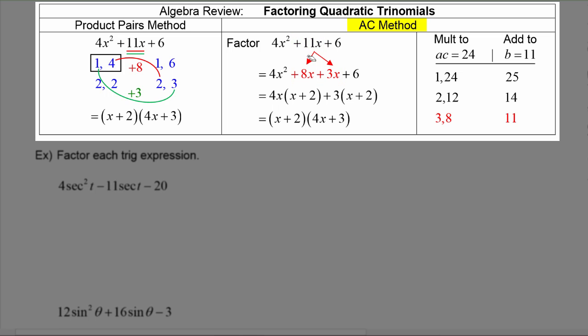And then you factor 2 by 2. From these two, we could pull out a 4x, and we had x plus 2 left. From these two, we could pull out a 3, and we had x plus 2 left. Now they have the x plus 2 in common, so we pull that out front, and what was left was the 4x plus 3.